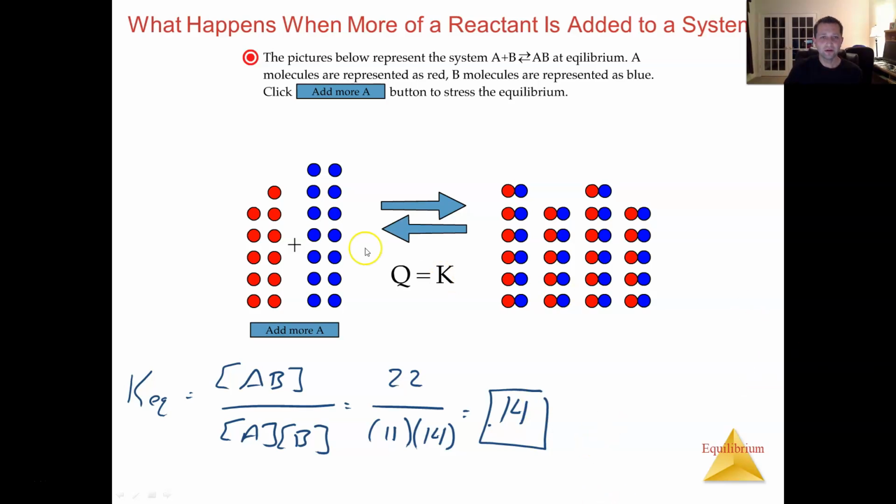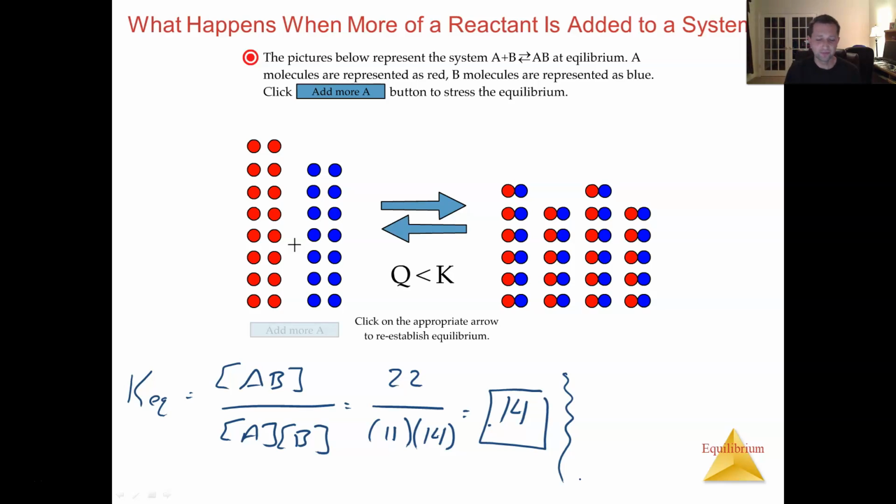So let's go here and let's add more A to this reaction. A is the red. Okay, so I added more A to this reaction. What did that do? We want to think of this as increasing the concentration of A, whatever substance A is. When I increase the concentration, this is my snapshot in time for this reaction here. I need to figure out what did I do to equilibrium here. Well, I messed it up, obviously.